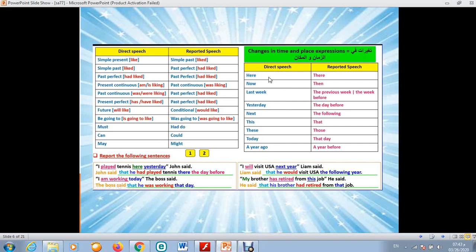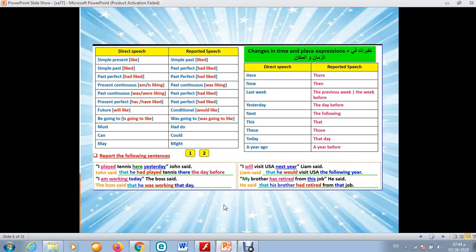we change time and places expressions, like here, it will become there. Now, then. Last week, the previous week, or the week before. Yesterday, the day before. Next, the following. For example, if you say next week, it will be the following week. This, that, these, those, today, that day, tonight also will be that night. A year ago, it will be a year before.